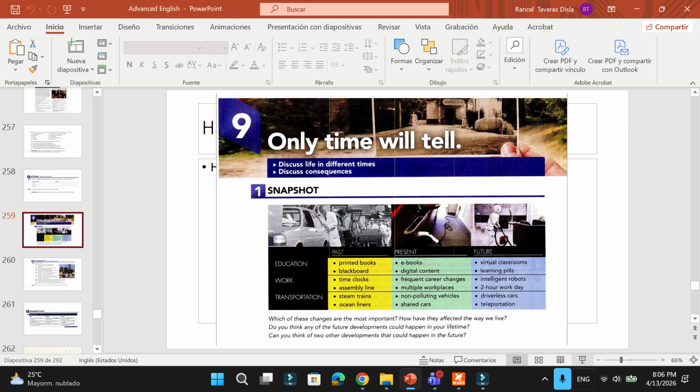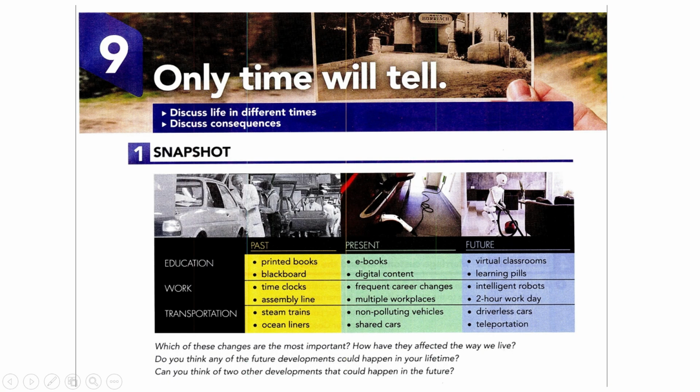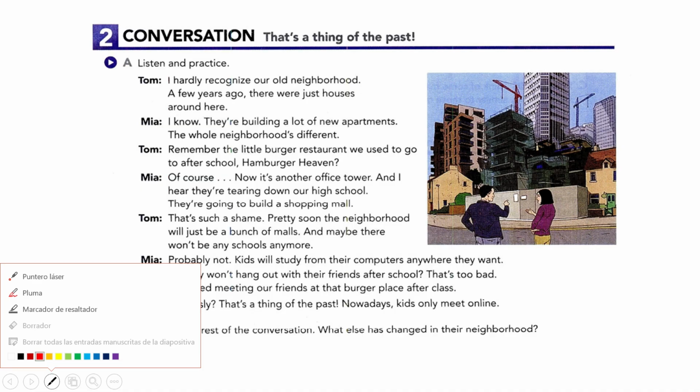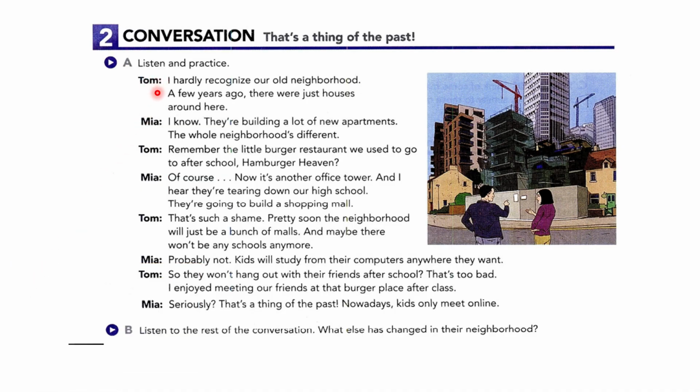Okay, so in our previous class, we were talking about time, right? We were talking about time. And our first homework is this conversation, "That's a thing of the past." Because we only have now Mercedes and Joanny, Mercedes and Joanny are going to be reading this. So Mercedes is going to be Tom, and Joanny is going to read Mia's part.